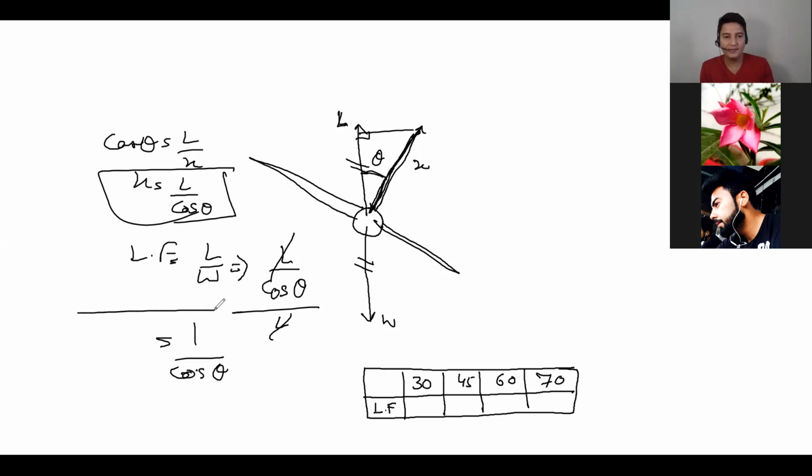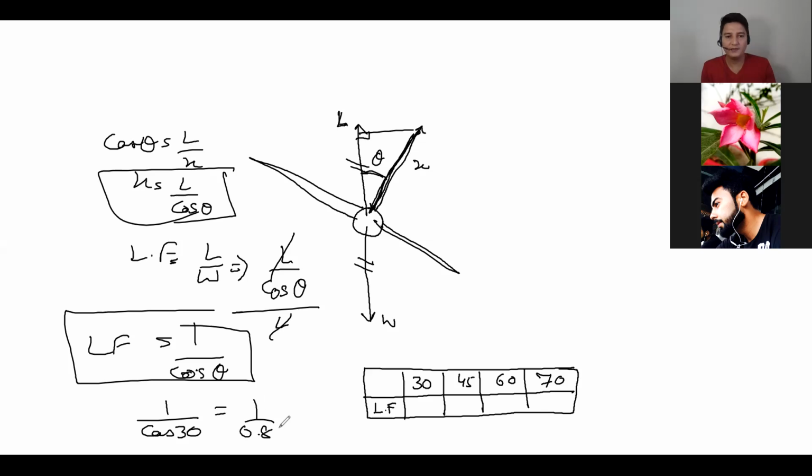How will you calculate that? With this formula: load factor equals 1 upon cos theta, so 1 upon cos 30, which will be 1 upon 0.86 something. When you calculate it, it comes out to be 1.15. Similarly, if they ask about 45 degrees, it will be 1.41. For 60, it will be 2. For 70, it will be 3. This table you have to memorize.